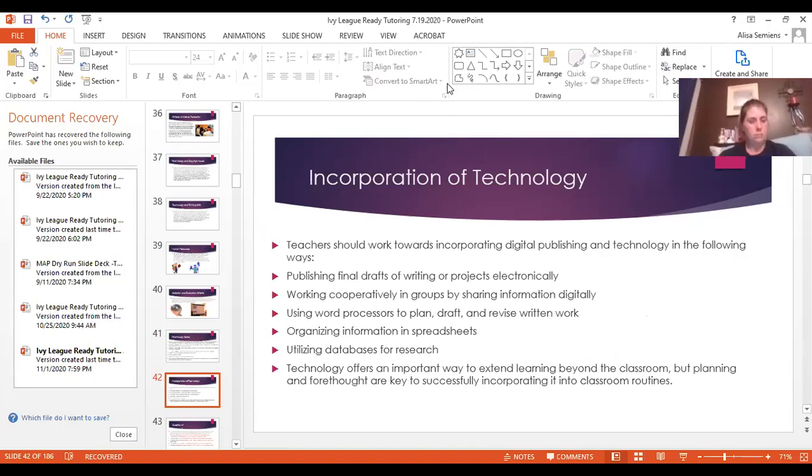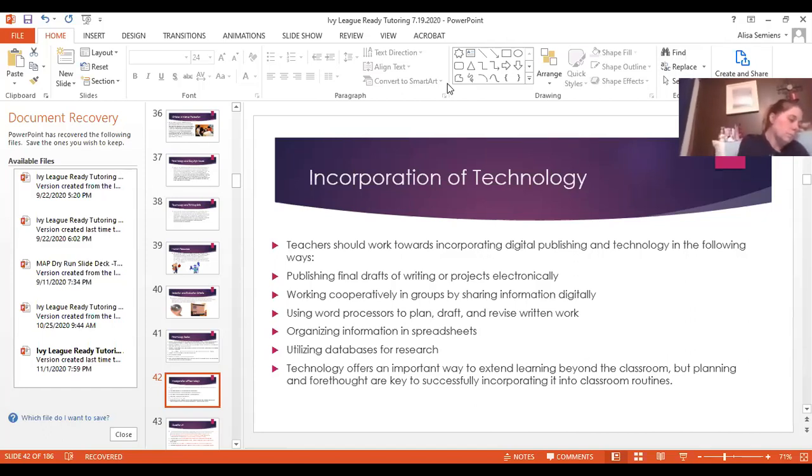Working cooperatively in groups by sharing information digitally, using word processors to plan, draft, and revise written work. Remember, guys, you want to stay away from programs that hinder kids from being able to edit on their own, right? Organizing information in spreadsheets, utilizing databases for research, right? So these are all the ways that it will live in your classroom.